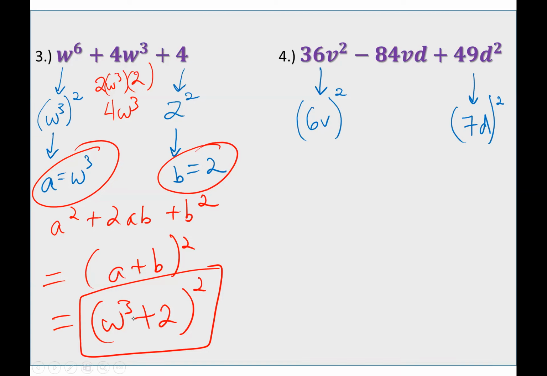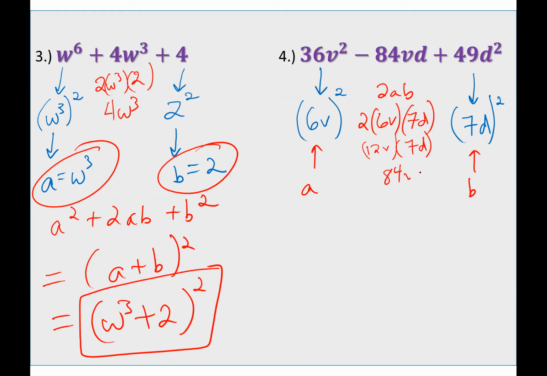So once again, let's check that middle term. Does it match that formula with 2ab? So 2 times, a is going to be 6v, so 2 times 6v times our last term, which is 7d. Let's multiply those together. 2 times 6v, that would be 12v. And then 12v times 7d, that is 84vd. Yes, okay, so it looks like we're all set here.